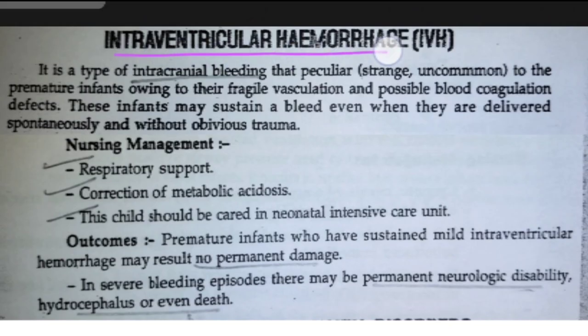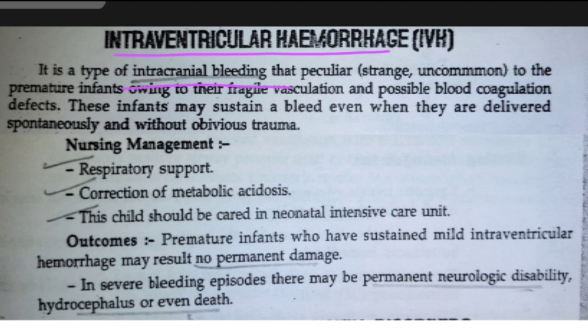IVH, intraventricular hemorrhage. It is a condition where bleeding is seen in the cranial region. It is also known as intracranial bleeding. This condition is seen because of any problem in the delivery process. If they use forceps delivery and the baby's head is injured, or if the fetus has any distress during delivery, IVH occurs. And when this condition occurs, the baby will get respiratory problems too.